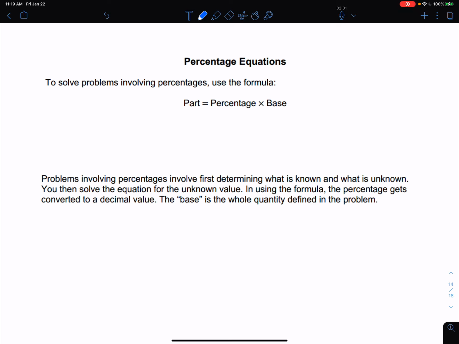You then solve the equation for the unknown value. And using the formula, the percentage gets converted to a decimal value. So this percentage has to be in decimal form. So for example, instead of writing 7% in our equation, we would use 0.07 in our equation. The other thing to keep in mind is that the base is the whole quantity defined in the problem. So you can also think of this equation as part equals percentage times whole instead of base, if that makes more sense to you.